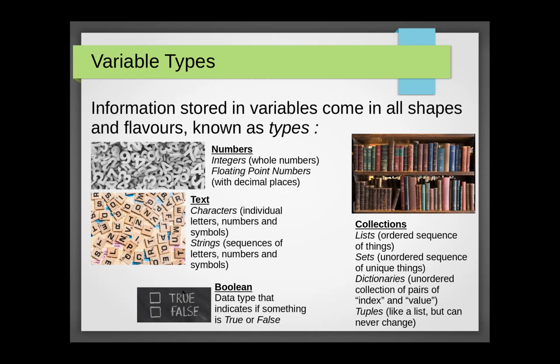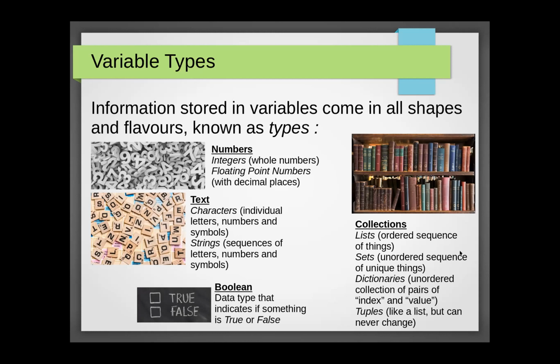There are also lots of different types of text that we can store. It might be individual characters, for example individual letters, numbers, or symbols, or it might be strings, sequences of letters, numbers, and symbols. And strings, in particular, you'll be using a lot during your coding journeys. We've also got Booleans. Booleans are variables that have two possible values, either true or false. It's basically a way of saying, is something true or is something false? And they're incredibly useful in coding, because we can say that if that value is true, then do this. If that value is false, then do this. So they're really useful for conditional logic, which we'll come on to.